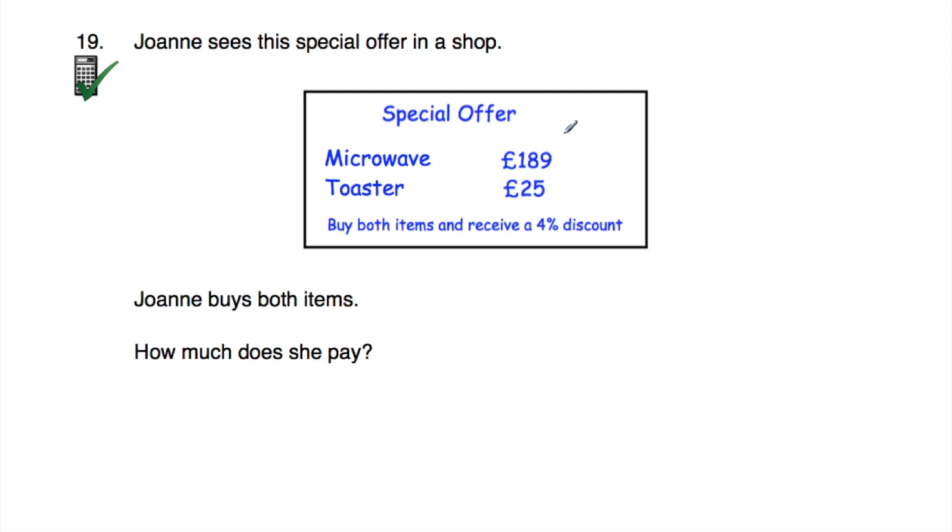Okay, so let's work out the total price of the items normally. So if we take the £189 and add £25, that will be how much the microwave and the toaster should cost. So if we do 189 plus 25, that's equal to £214. So that's how much she should be paying for the microwave and toaster if there is no discount. But there's a 4% discount. So we need to reduce this by 4%. So let's find 4% to begin with.